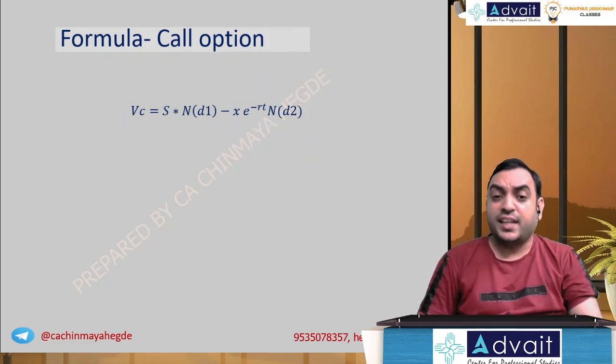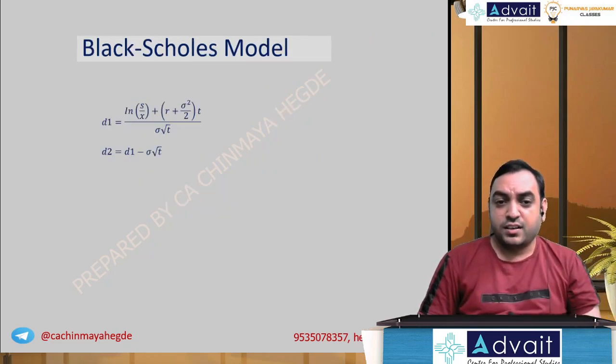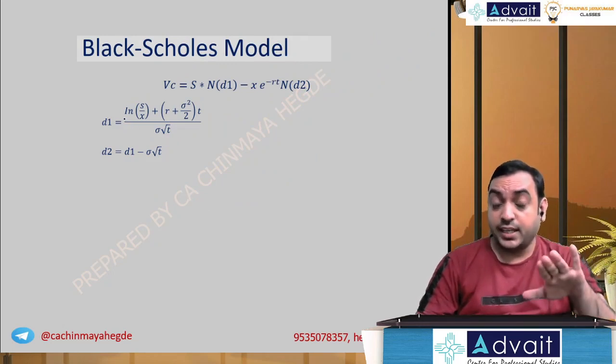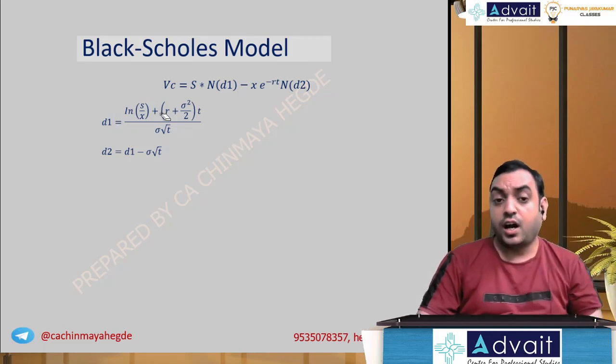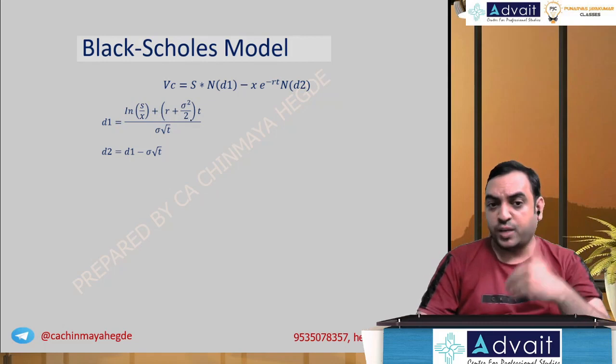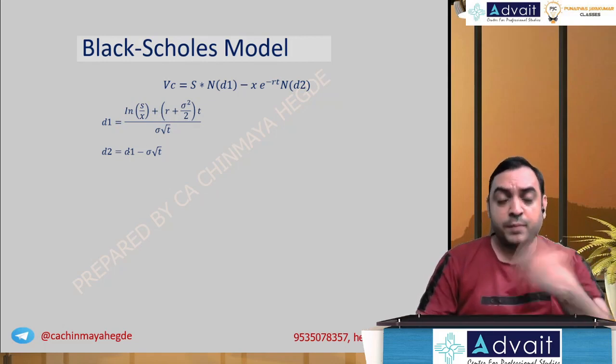Then how do you calculate D1? For that you should put in a little bit of effort. The D1 formula is given by ln S by X, not log, it's ln, the natural logarithm of S by X, where S is the spot price and X the strike price, as I told you already, plus the rate of interest plus standard deviation squared by 2, into t, divided by sigma root t. D2 is D1 minus sigma root t.